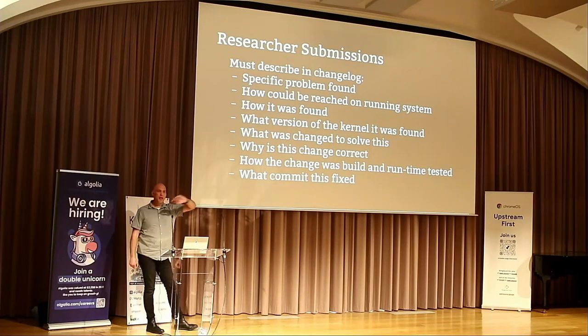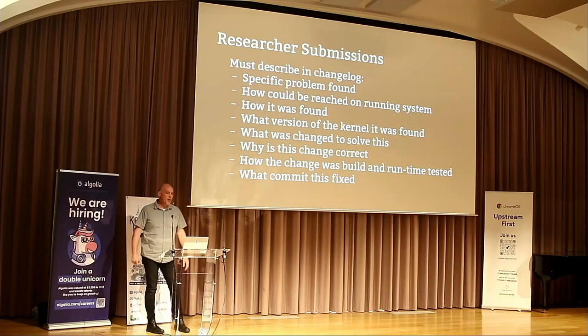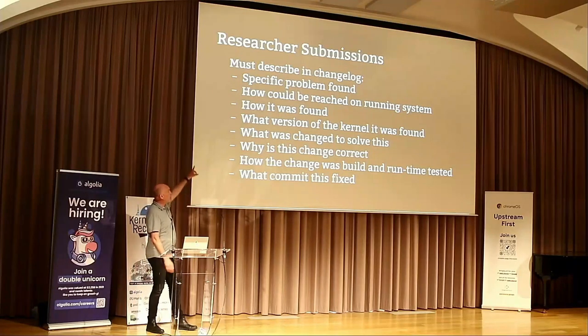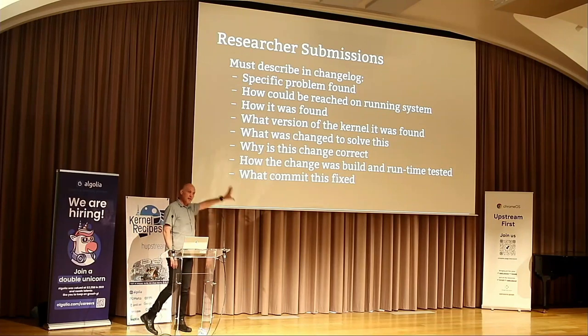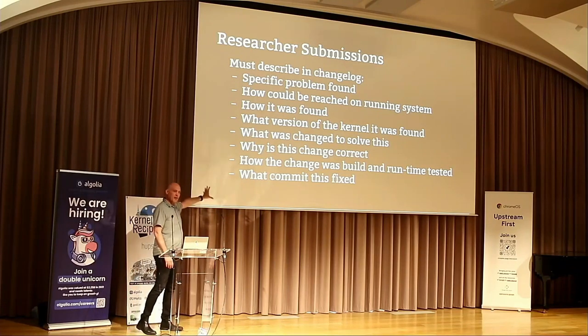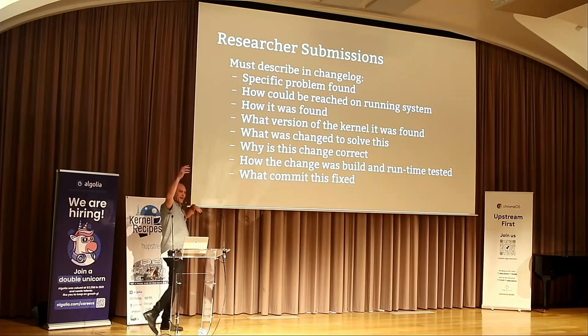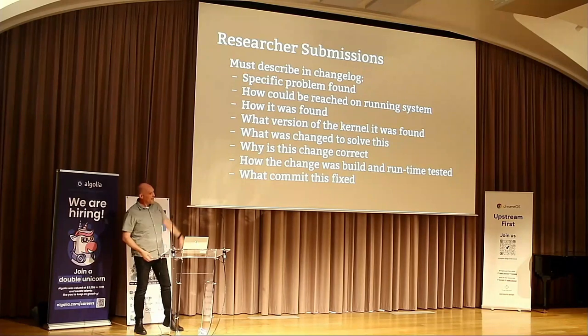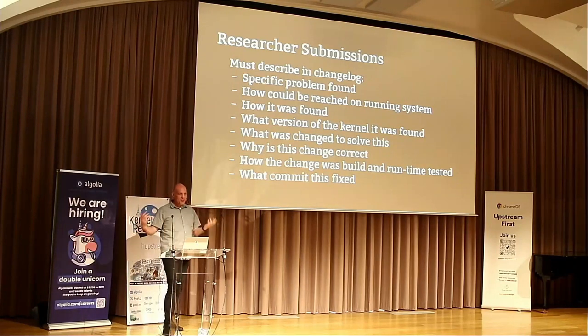So you'll see a number of us maintainers now push back on, I found a bug based on a tool, and that's all they say. We want to know more. We want to know how this was found. When was it found? Why is it correct? And actually, this is a good thing that all bug fixes should have in their change log. Like David said, put more information in your change log. These are all great things to have in there for any bug fix, not just researchers. But researchers, please do this.